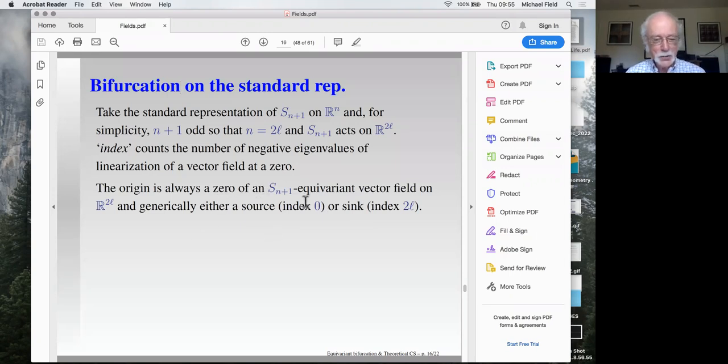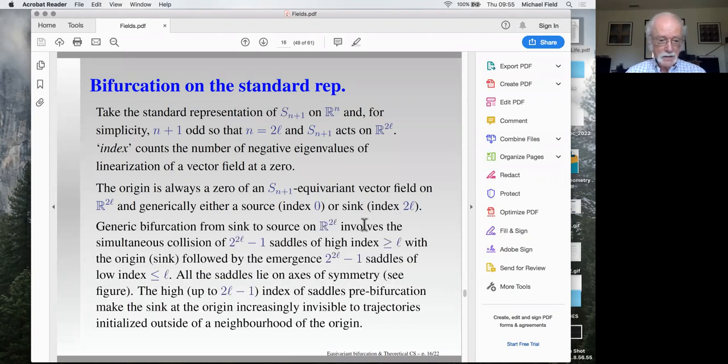The origin is always a 0 of an Sn equivariant vector field. Okay, that's the first thing. So generic bifurcation for this is actually a little complicated. Going from a source on R2L at the origin to a sink or a sink to a source, what happens is you get a simultaneous collision of 2 to the 2L minus 1 saddles of high index. So I'm going from a sink to a source here with the origin, followed by the emergence of 2 to the 2L minus 1 saddles of low index. All these saddles actually lie on axes of symmetry, and I'll do that in a second.